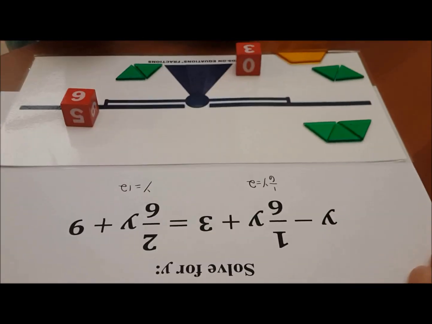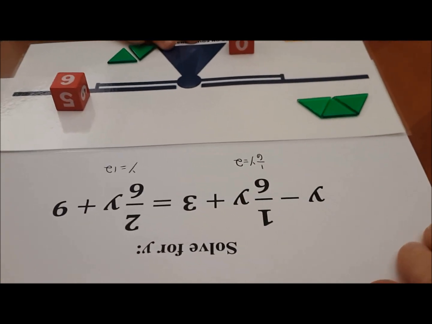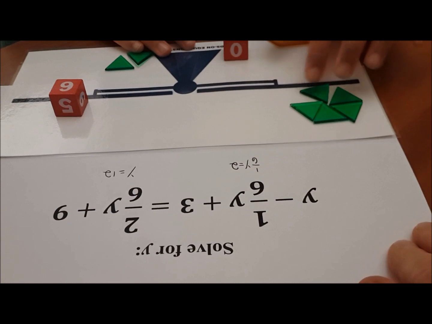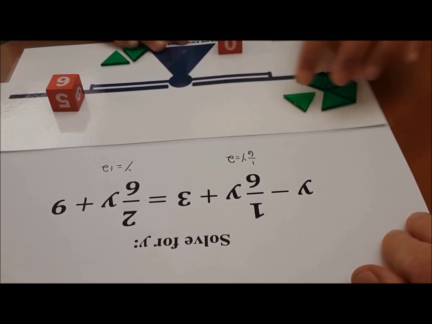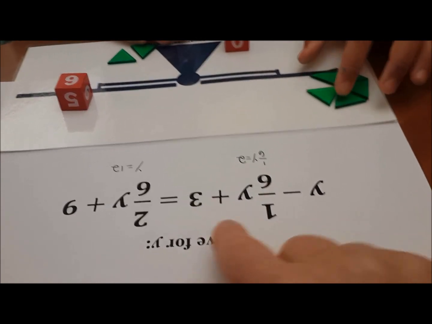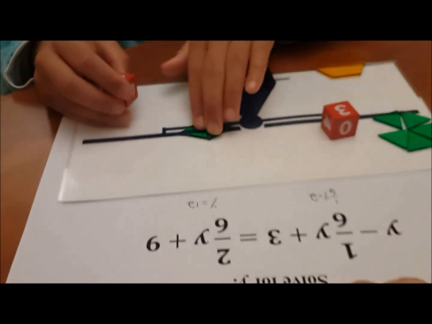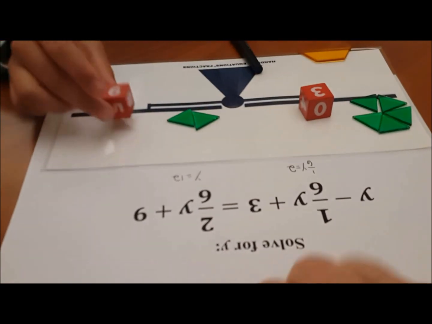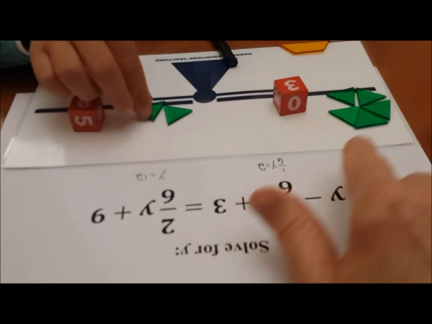Now, in order to be sure we're correct, we'll have to set up the original problem one more time to do the check. So let's set it up one more time as we had it. So you have 5/6 of y plus 3 equals 2/6 of y plus 9. Good. Now, how can we check it?